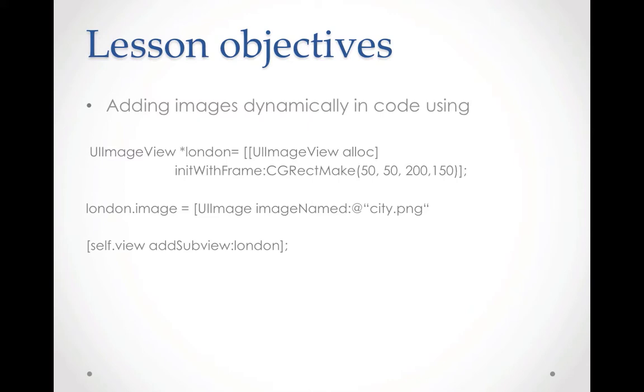But the last line of code is the line of code that actually adds the image to the view on the screen. So self.view add subview adds the image London to the screen.